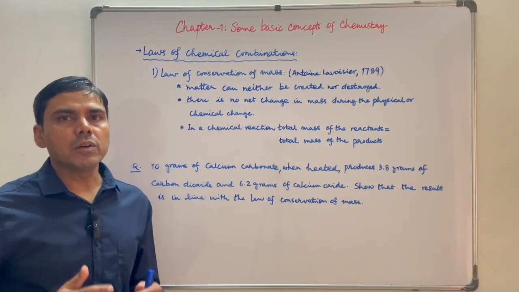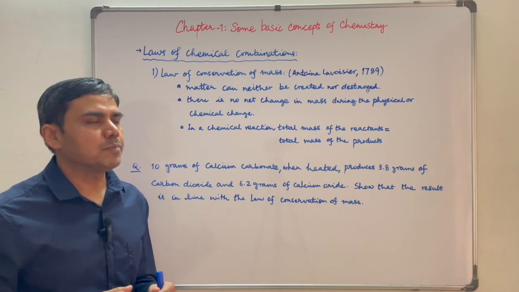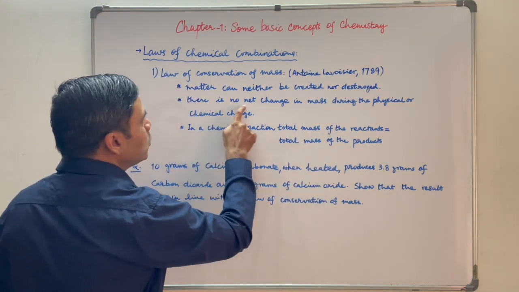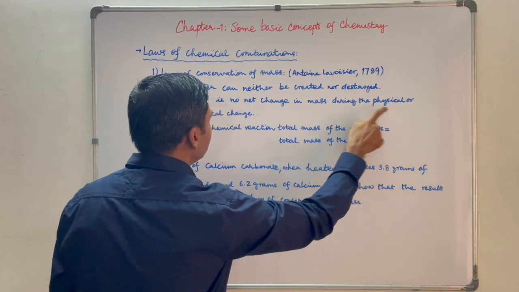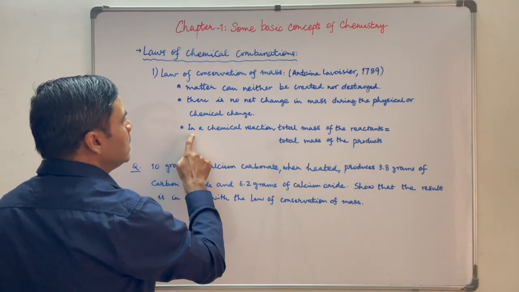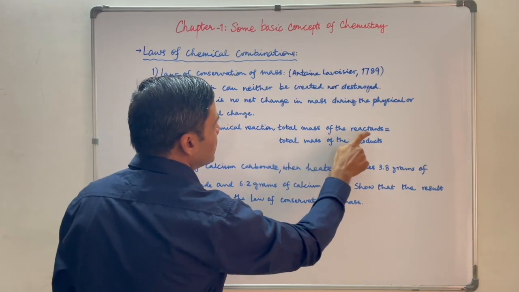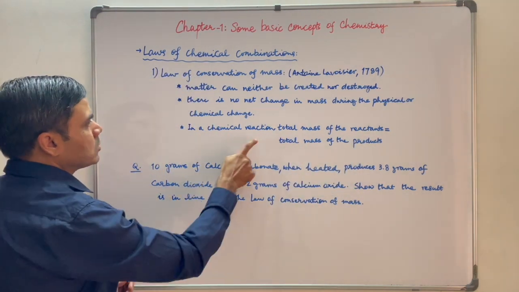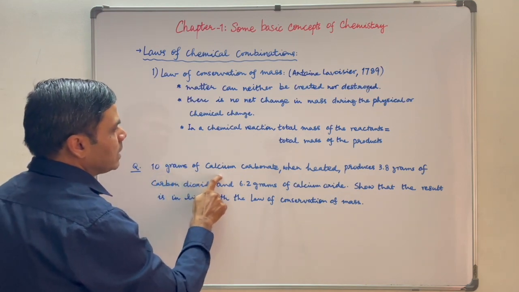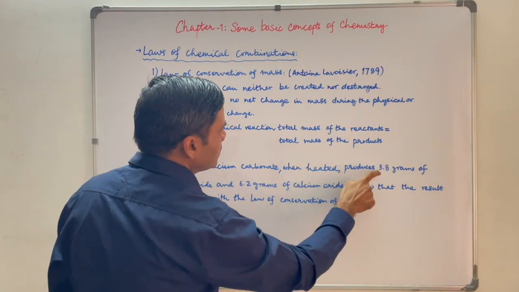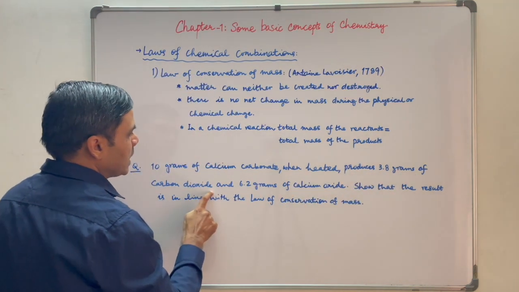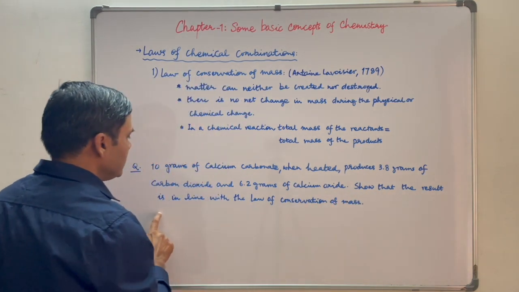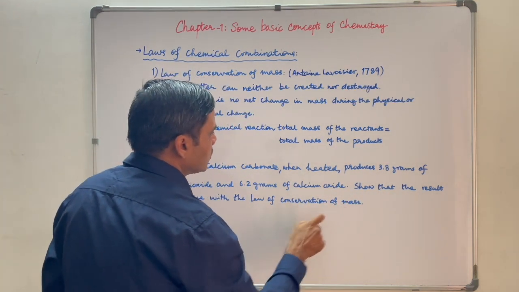It was given by Antoine Lavoisier in 1789. As per this law, matter can neither be created nor destroyed. There is no net change in mass during the physical or chemical change. And in a chemical reaction, total mass of the reactants is equal to total mass of the products. Let us see one question based on this. 10 grams of calcium carbonate when heated produces 3.8 grams of carbon dioxide and 6.2 grams of calcium oxide. Show that the result is in line with the law of conservation of mass.